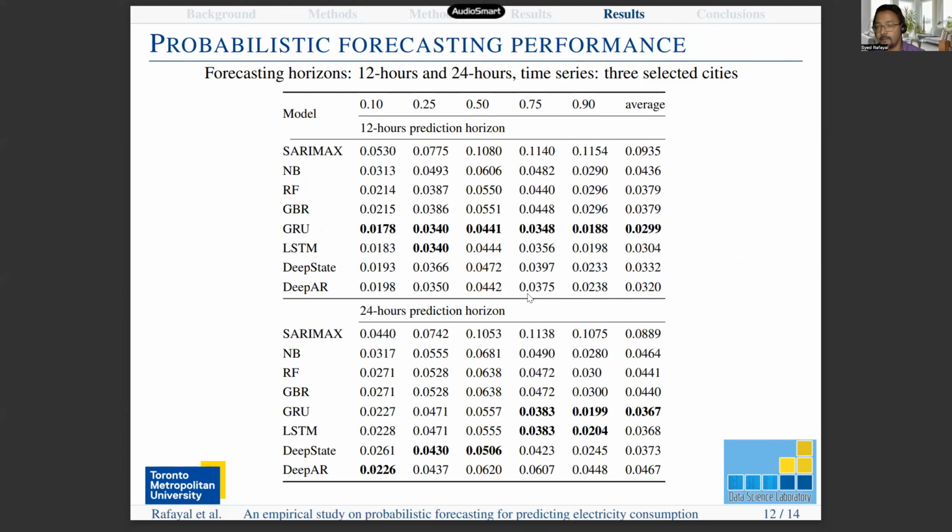Probabilistic: this table shows the probabilistic forecasting results for 3 selected cities for 2 different prediction horizons. Overall, deep learning models outperform all other models, and GRU especially shows the best performance for all prediction horizons. RF and GBR perform almost similarly. Like global models, DeepAR and DeepState show better performance at the 24-hour prediction horizon.